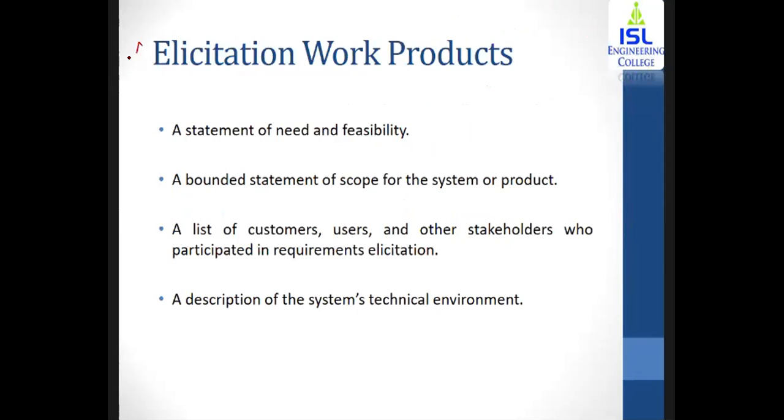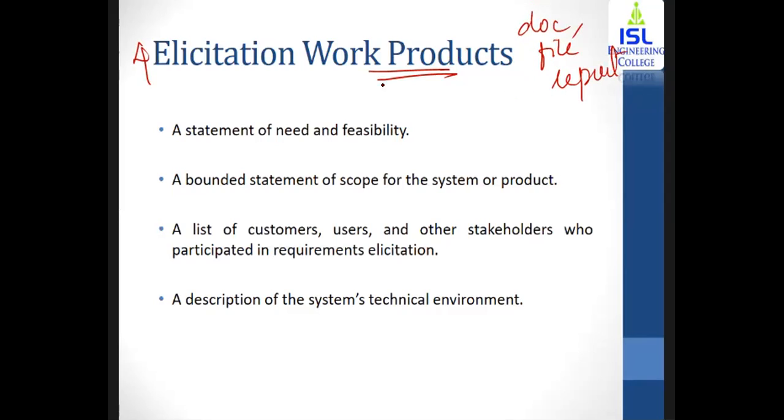Then the next one is elicitation work products. Now what are work products? A work product is anything produced when you've gathered all the requirements. It can be a document, it can be a file, it can be a report. Those are your different work products. These work products depend upon the size of the system or the product that you're developing.